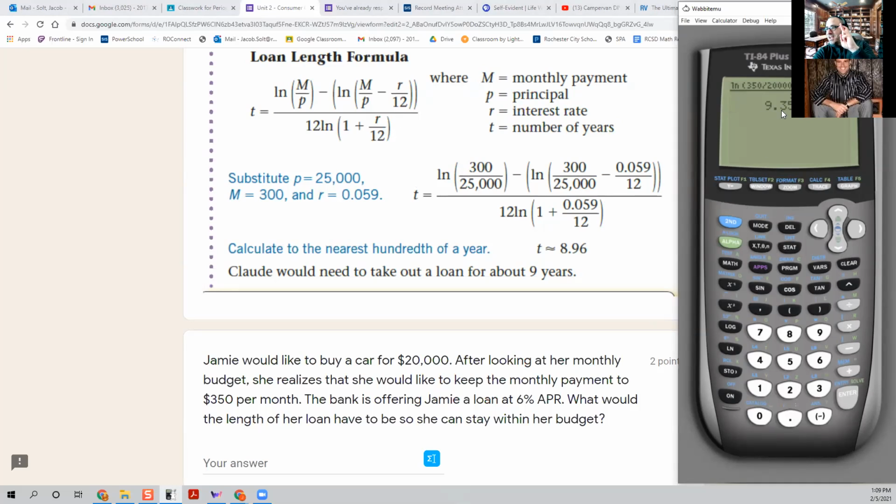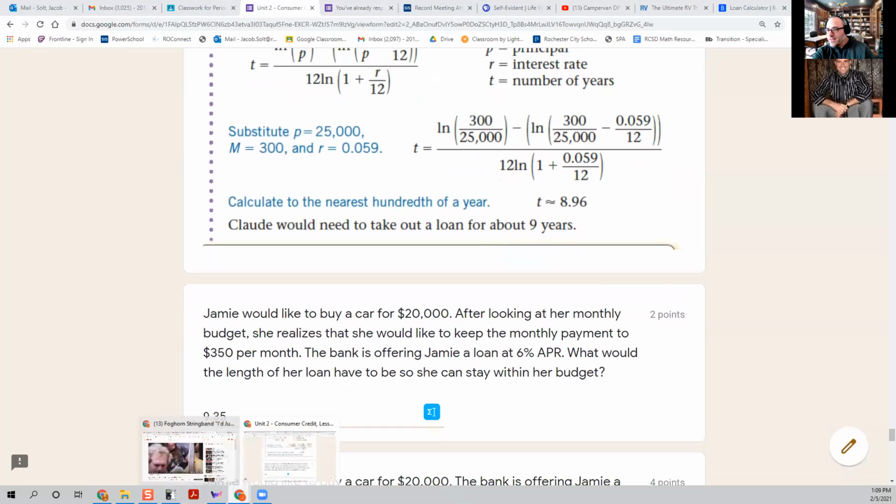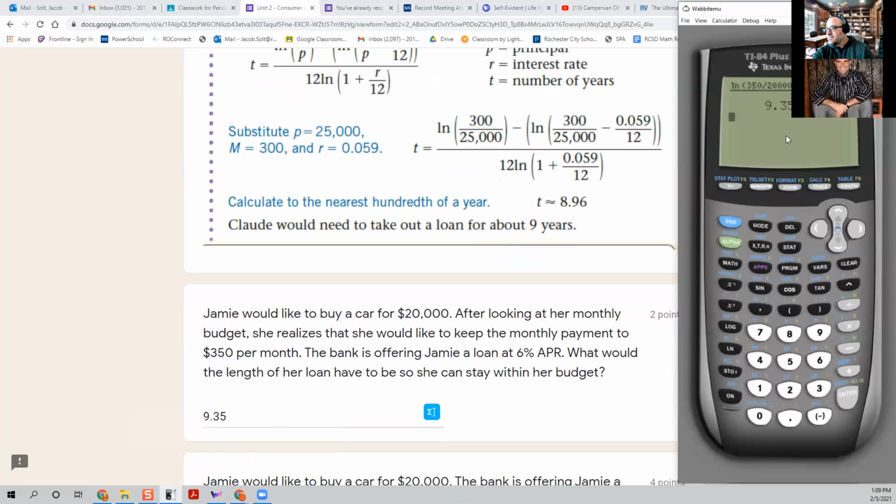All right, it's telling me it's 9.35. That wasn't the answer I expected, but it's pretty reasonable. All right, I'm going to put that down. 9.35. Did it tell me to round to the nearest anything? No, it didn't. So I might have to call this 9.35 is really close to a third, right? 0.333. So I'm going to call this 9 1/3 years.